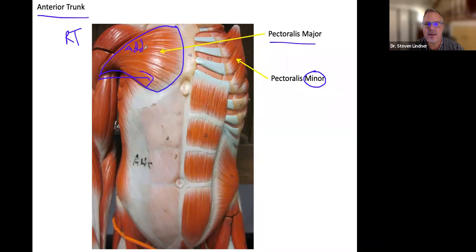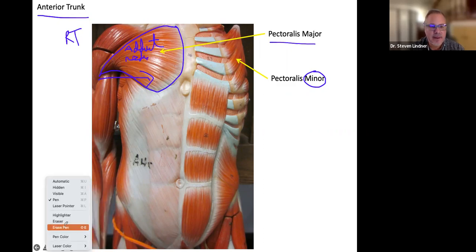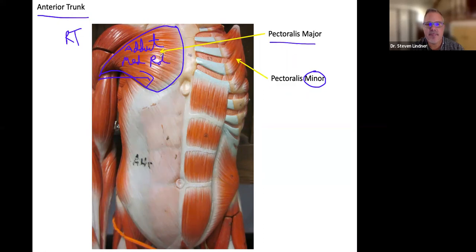It can adduct the arm, and it can also medially rotate, that's so sloppy, let me see if I can erase that. Medial rotation of the arm.